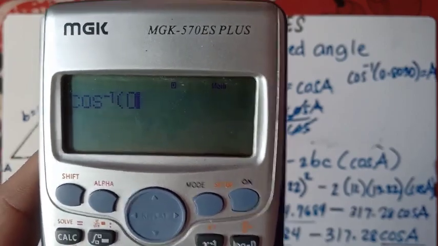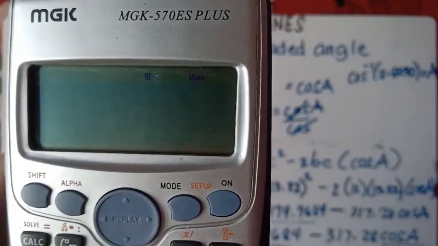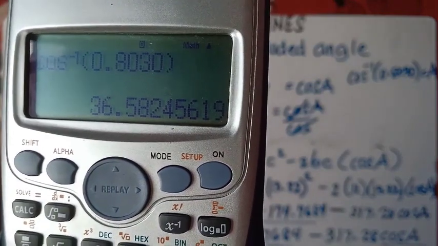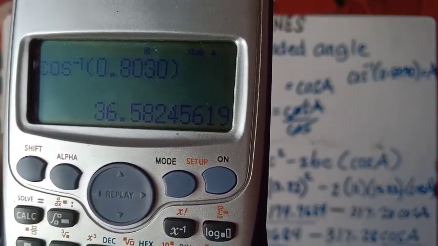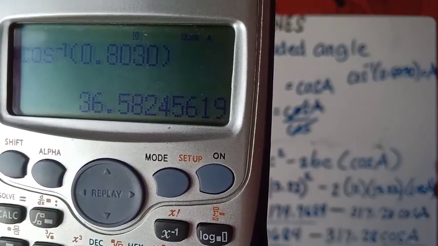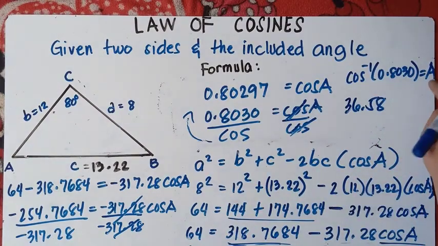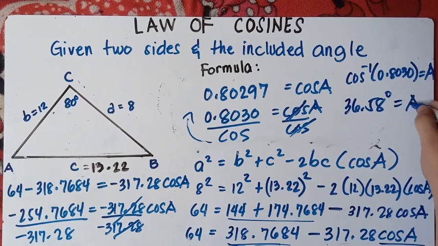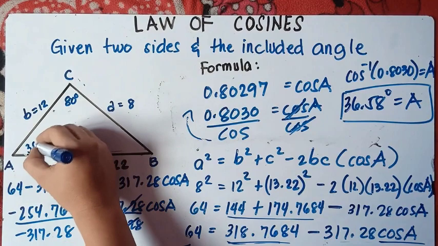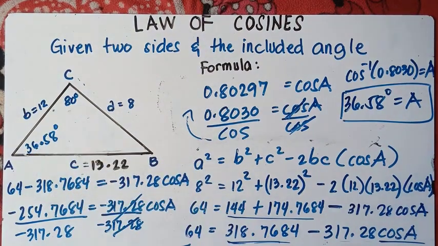Then you type 0.8030, close parenthesis, equals, and there you go, you get the answer, 38.582. We need to round to the nearest hundredths, so our answer is 36.58. Since we are told to find the angle, degrees. So our answer for A is 36.58 degrees. Alright, so that's it, class.